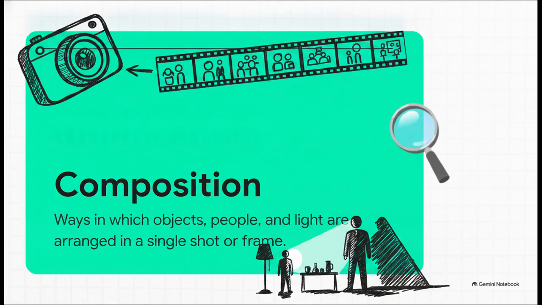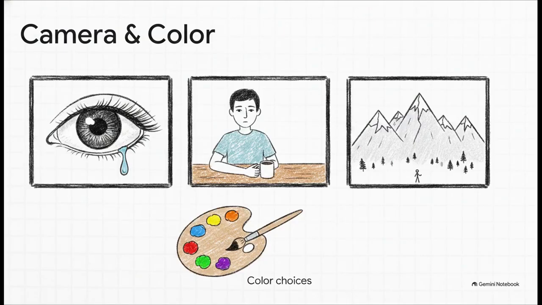If a character is positioned entirely in the shadows, that tells you something about their motives before they even open their mouth. And of course, how the camera actually captures that composition matters just as much. A director uses camera distance to completely manipulate your feelings. For example, an extreme close-up is perfect for high drama. Think of a tight shot focusing entirely on a character's tearful eyes.